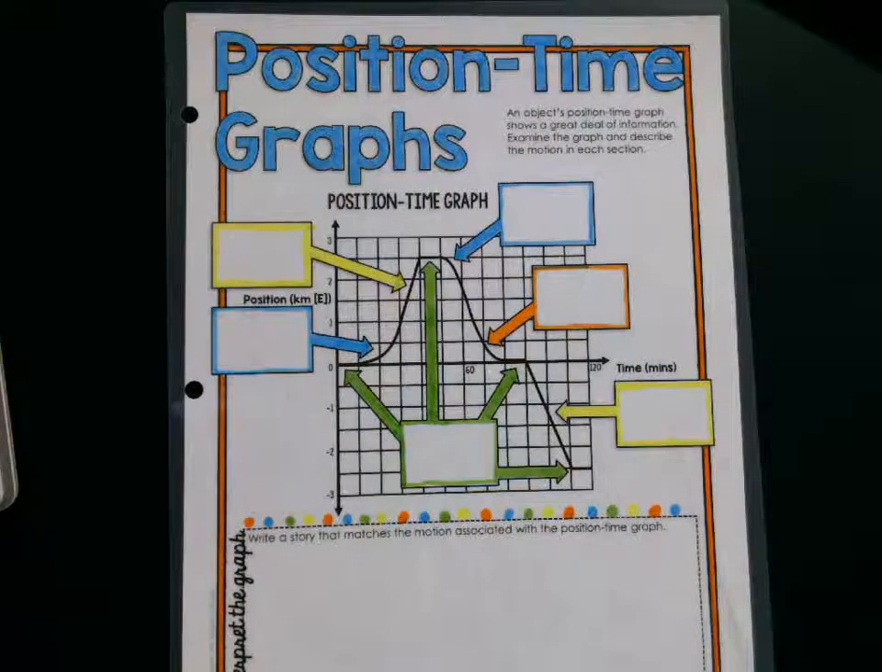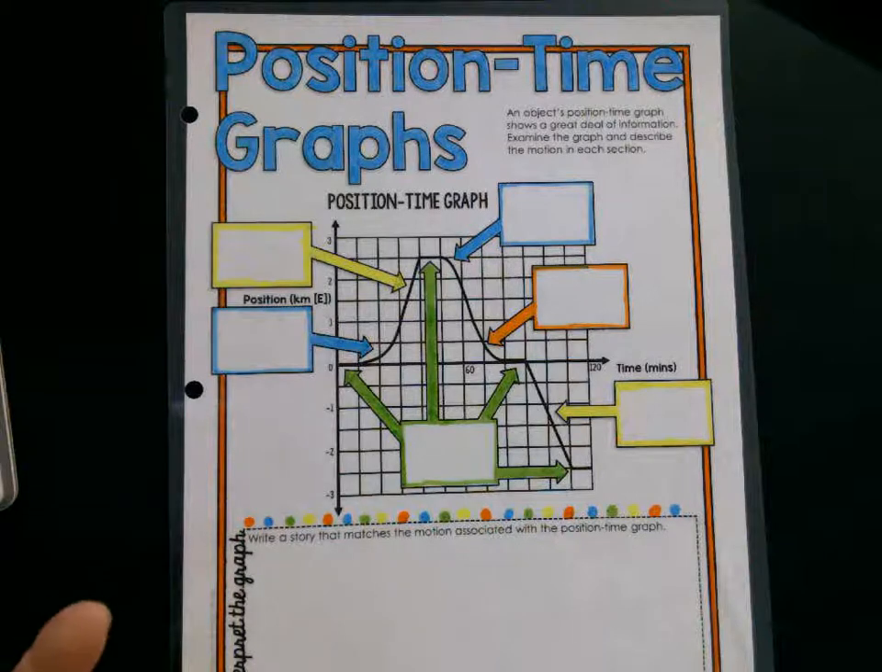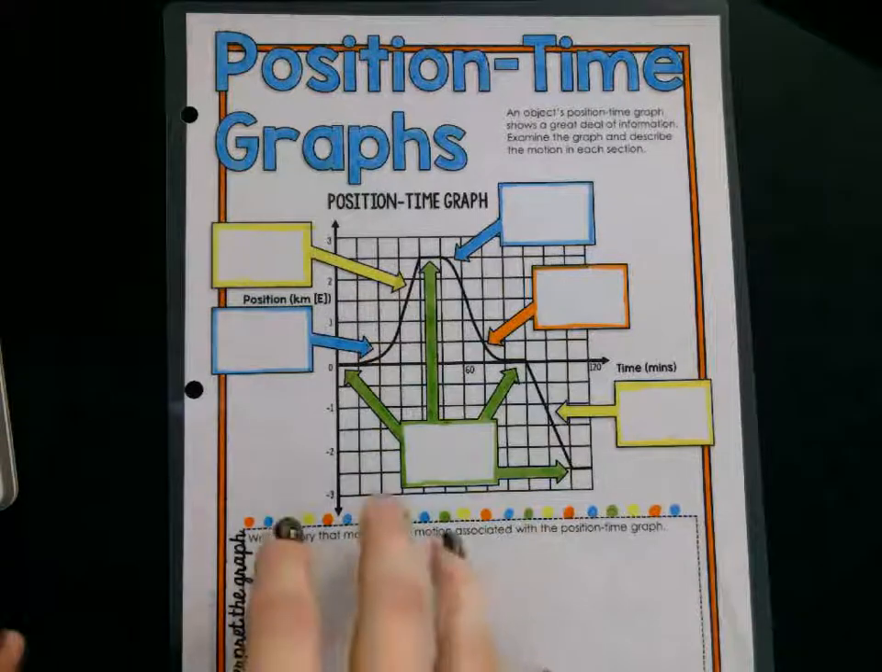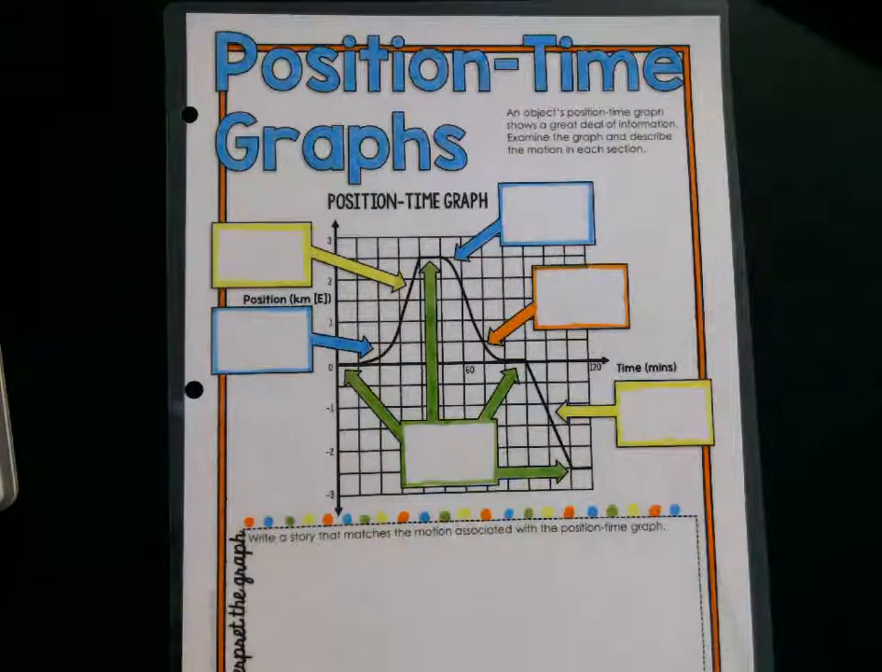All right, guys. So an object's position time graph shows a lot of information about what is going on. It shows a lot more information than we can just glean from the surface. So we're going to examine this graph and we're going to describe the motion in each section. And then at the bottom, we're going to write a story about what we can tell is happening in this graph based off of what we see.